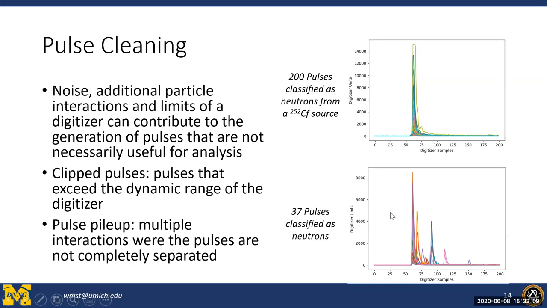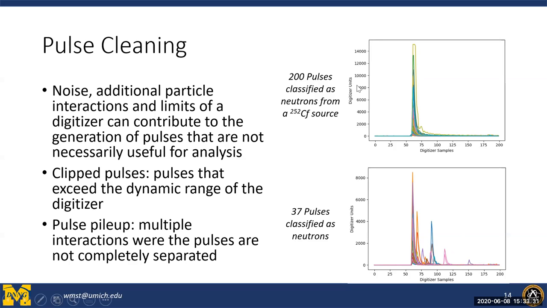In these pulses, you can see we have significant pulse pileup or double pulses, where we have multiple interactions occurring in the same detector in the same acquisition window. So the question is, what are some methods that we can use to clean these pulses?